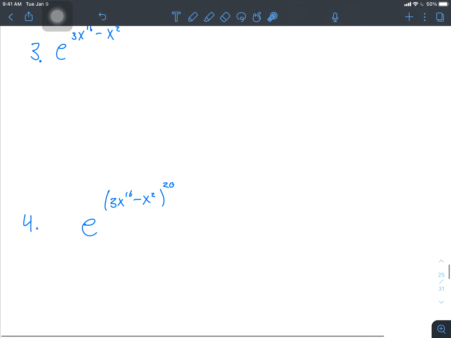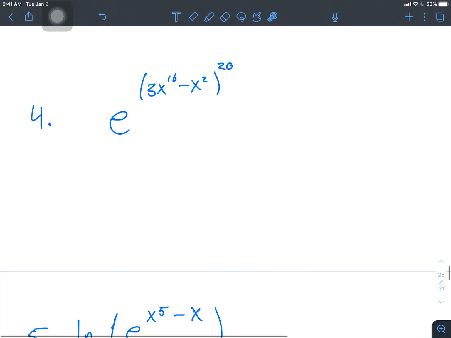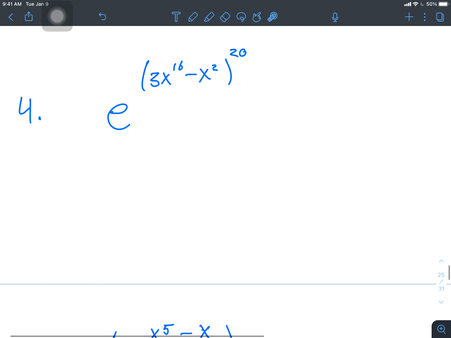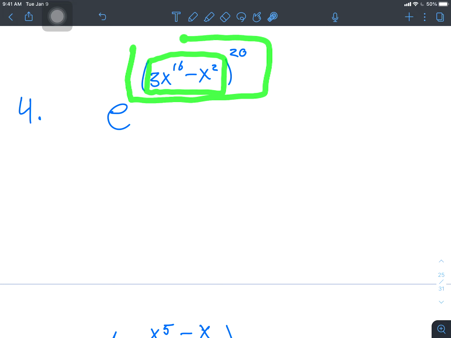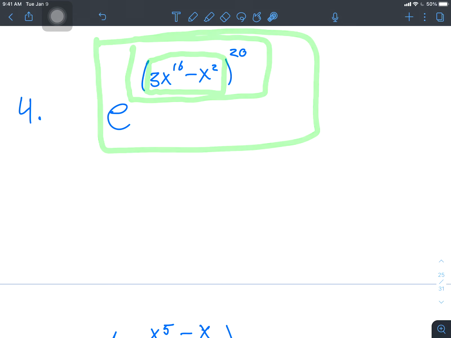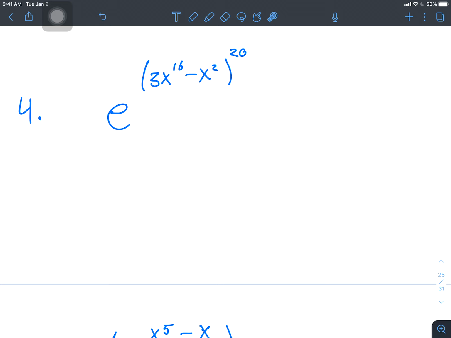Let's see, any other situations? Oh yeah, sometimes we even have functions inside functions inside functions, right? So this is an example of a double composition. There's three functions here. The innermost function is this guy, which is then being plugged into the function which is this guy, which is then the power in the outermost function, okay? So I look for things like this, where I see functions inside functions, and that's my cue. I'm going to need to use the chain rule for this problem.